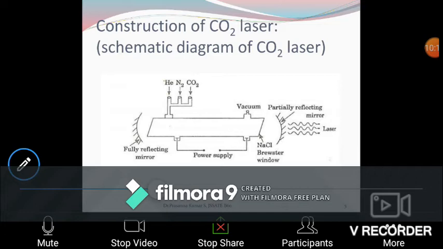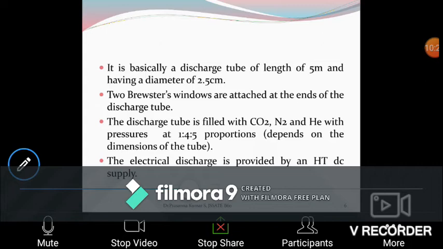Okay. So now this carbon dioxide laser contains, look here, a discharge tube of length 5 meter and diameter 2.5 centimeter, and two Brewster's windows are attached at the ends of the discharge tube. The discharge is produced by high tension voltage. Once the discharge is produced, electrons start moving from one electrode to the other, and within the discharge tube you have carbon dioxide, nitrogen and helium at different pressures.